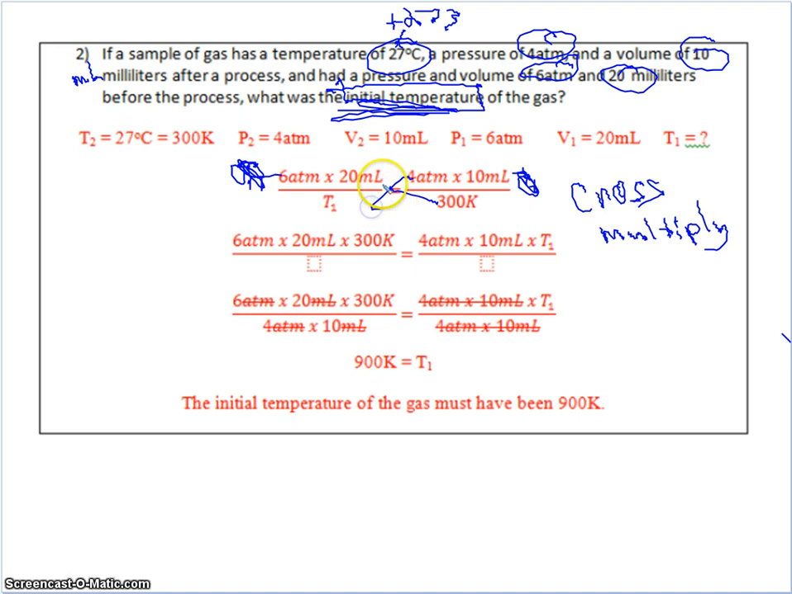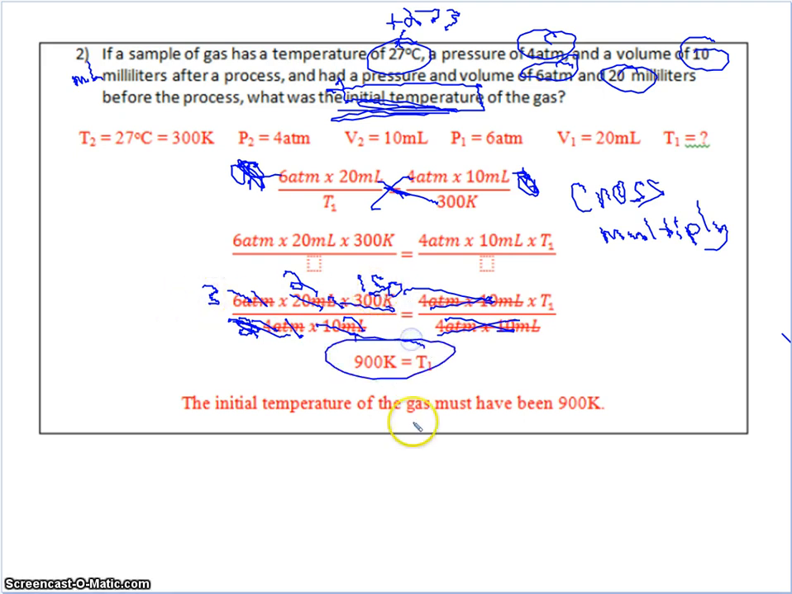So they did that, right? Cross-multiply. Now we got to get T1 by itself. So how do we do that? We divide by everything else. 4 atm, 10 milliliters, that's gone. And then we got that. The units cancel. We can simplify. 20 divided by 10 is 2. We can cancel out a 2 here. 3, 2. And then this becomes 150. I guess I could have canceled those 2's, huh? That would have been faster. Then we get 2 times 150 is 300, times 3 is 900. So the initial temperature must have been 900.